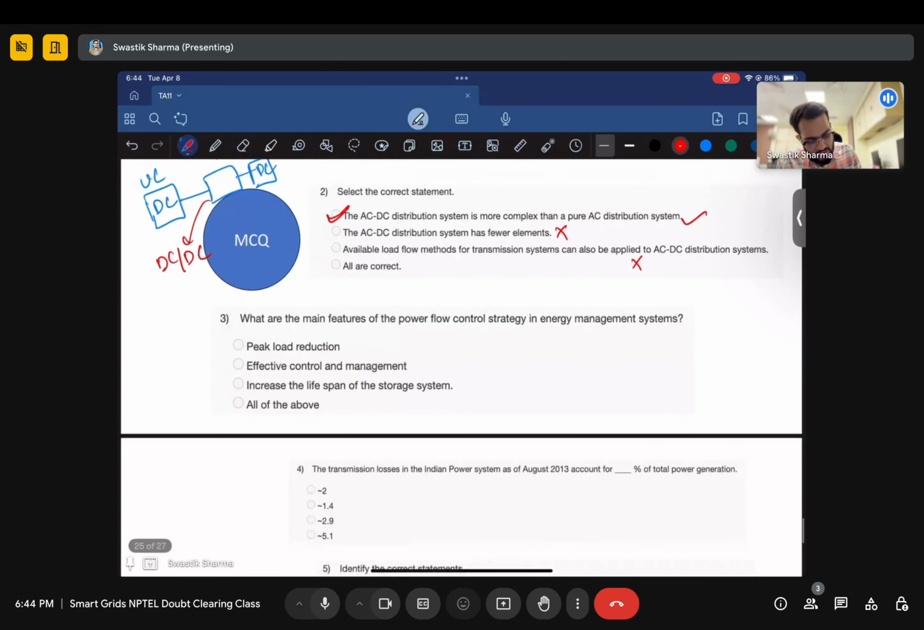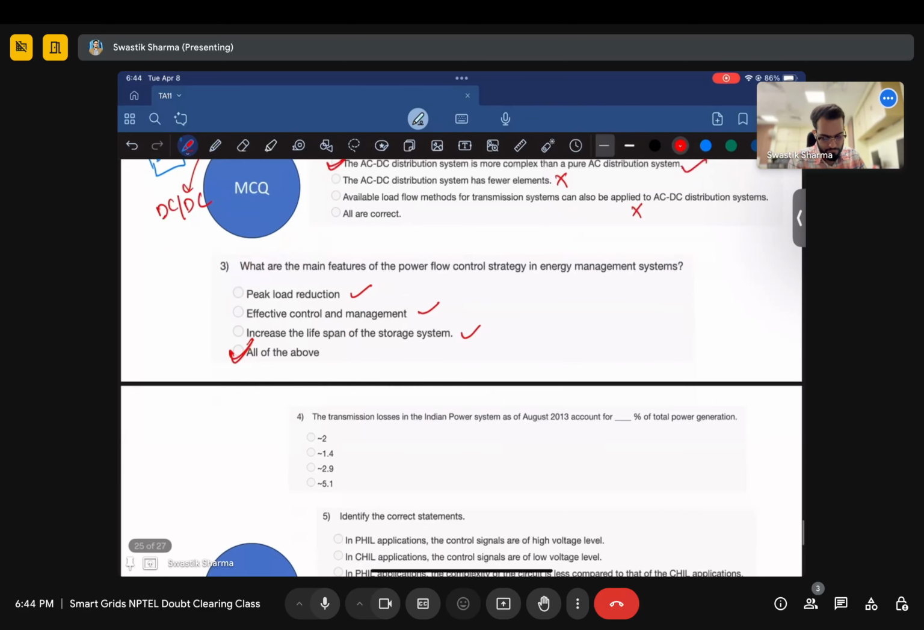So what are the main features of power flow control strategy? A, peak load reduction. Correct. You need peak load reduction. That is why you use PFCS. Next, you have effective control and management. Obviously, by using a power flow control strategy, you are able to manage or provide control over the different resources, right? Increase the lifespan of the storage system. Correct, because you are modeling the lower SOC level and higher SOC level, and you are ensuring that you don't move beyond them. So the correct answer is all of the above.